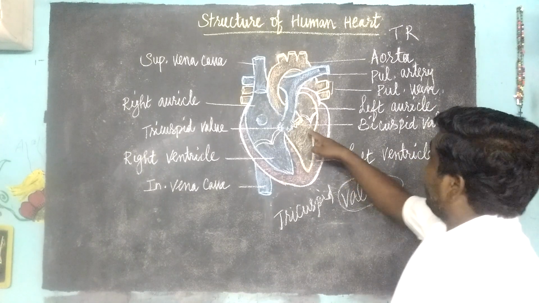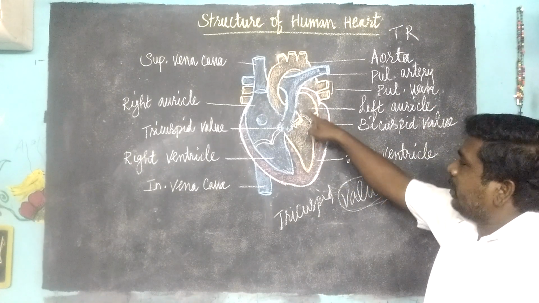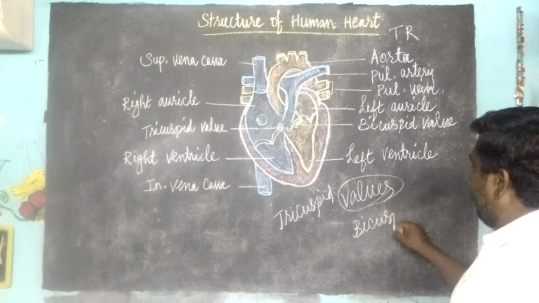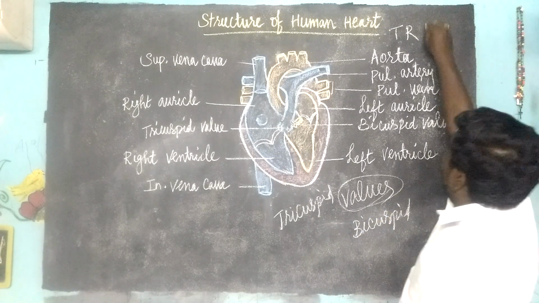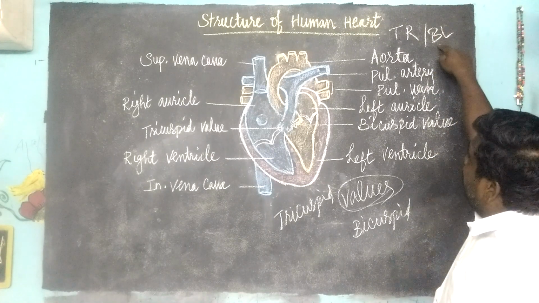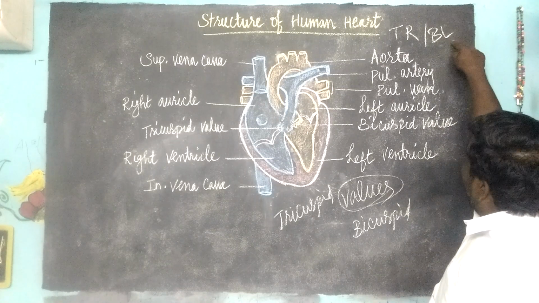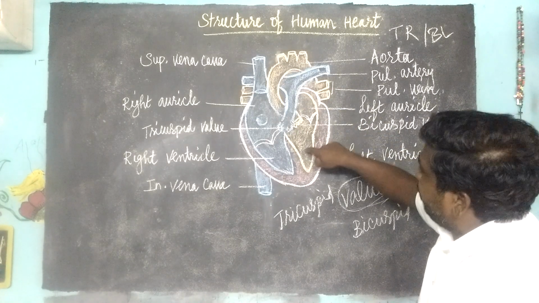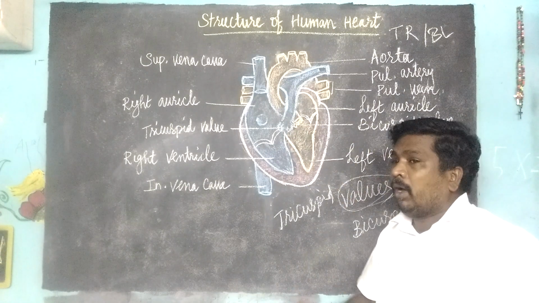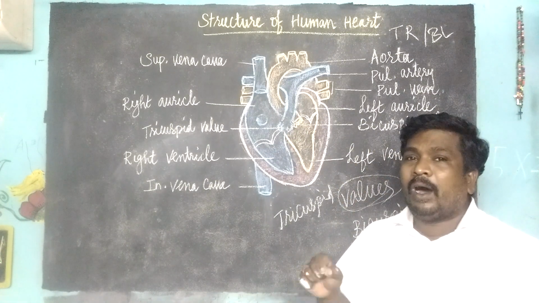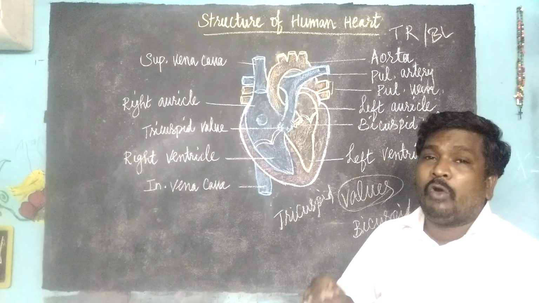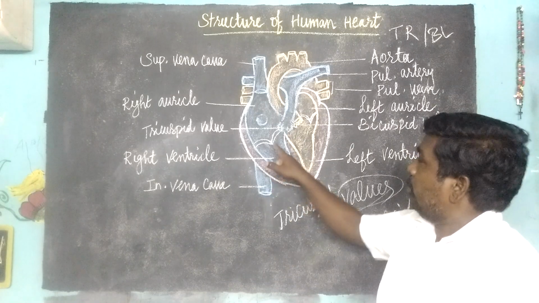Okay, and next, between the left auricle and left ventricle, the bicuspid valve is present. Simply, we can say BL, Bachelor of Law. B for bicuspid, L for left side. Between the left auricle and left ventricle, the bicuspid valve is there. Since these valves are located between the auricle and ventricles, they are called the auriculoventricular valves.